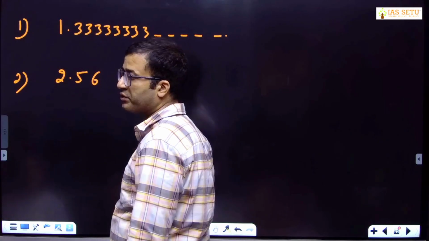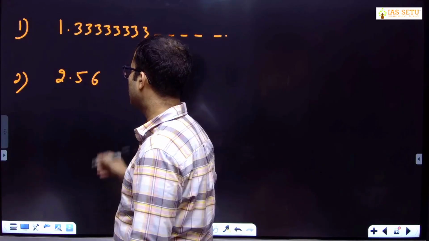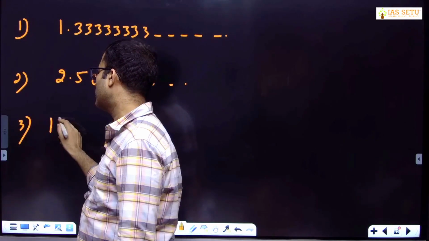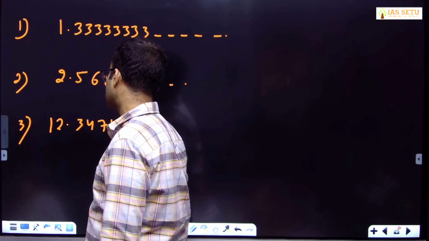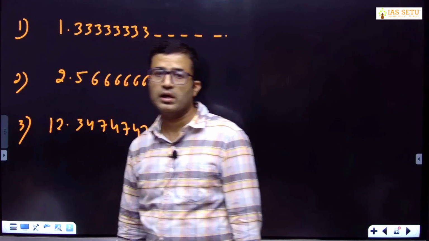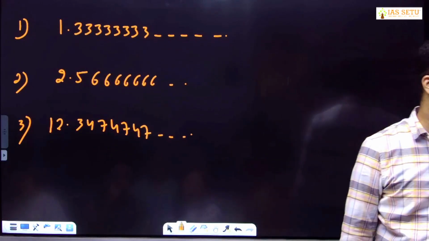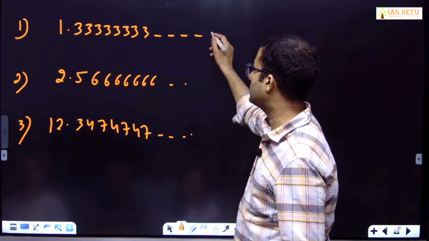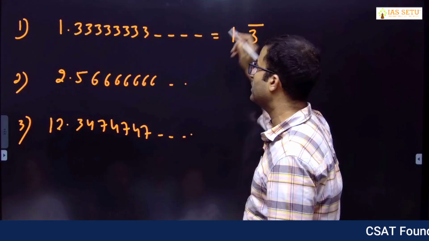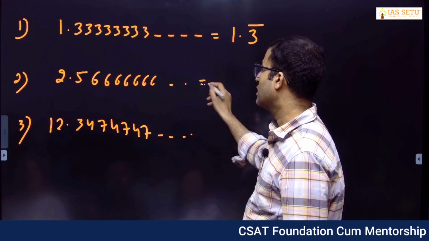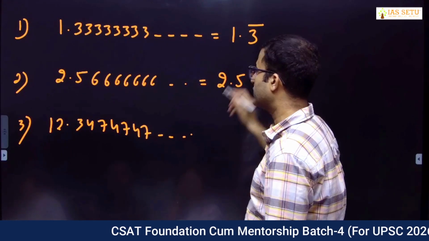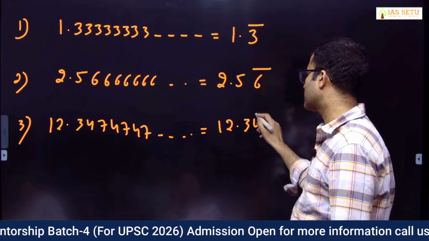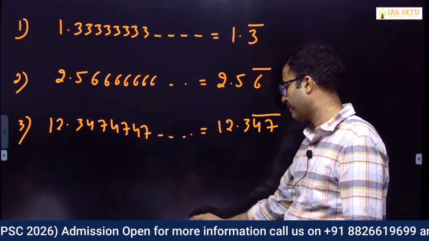So I will take 4 examples, then I will ask you 3 questions here, type 3. First question is 1.33333. Second question is 2.566666. Third question is 12.3474747 and so on. Let me solve these 3 examples, then I take example number 4, then I ask you 3 questions. So now first thing is we express it as 1 point bar on 3 because 3 reoccurs again and again. Second question 2.5 bar on 6, 6 reoccurs again and again. Third question 12.3 bar on 4, 7, 4, 7 reoccurs again and again.